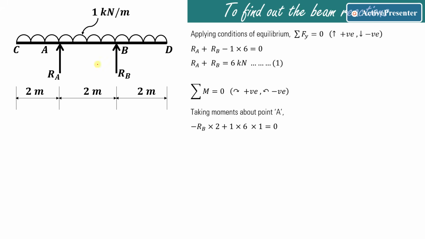So we know that 1 into 6, and as it is a rectangular distribution, it will act at the center. So we can say that it will act over here. So we are converting uniformly distributed load into a point load. So it is 1 into 6. That will be the total u.d.l load in kilonewton. So kilonewton per meter, and we have multiplied by the length in meter. So meter will get cancelled up, and we will get this particular value. And it will be acting at the center of 6 meter.